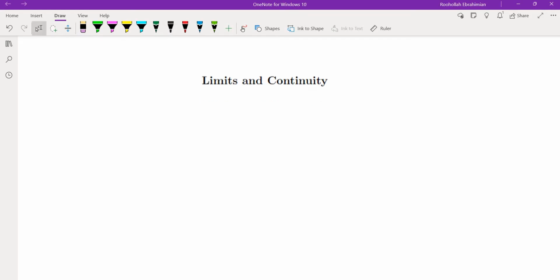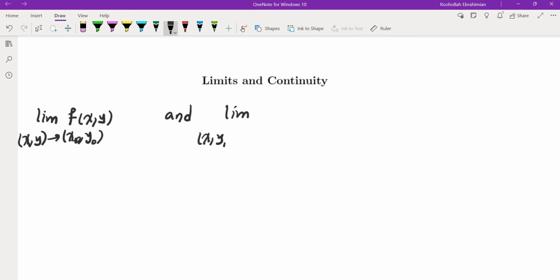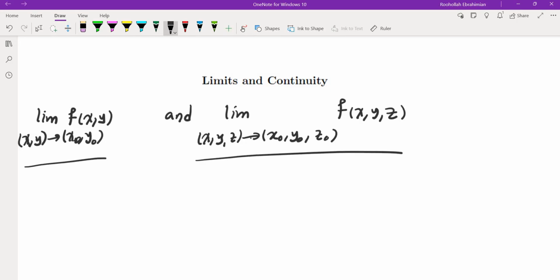So we have talked about limits of functions of one variable in single variable calculus. Here we're going to talk about limits of functions of two or three variables. And for the most part, we will focus on functions of two variables. So limits of this form or this form, x, y, z approaches some given point x naught, y naught, z naught, and the function is a function of three variables. So these are the two types of limits that we're going to talk about.